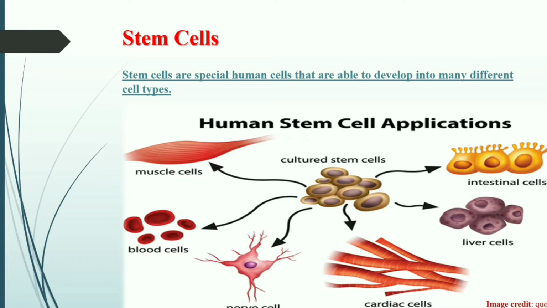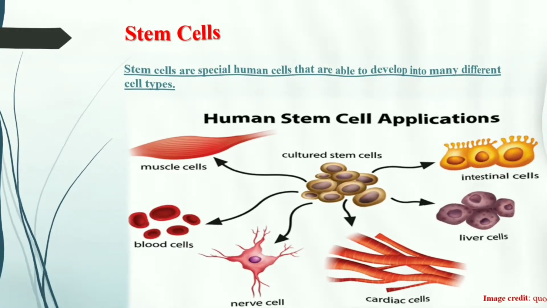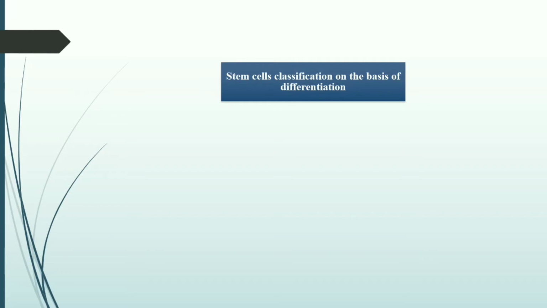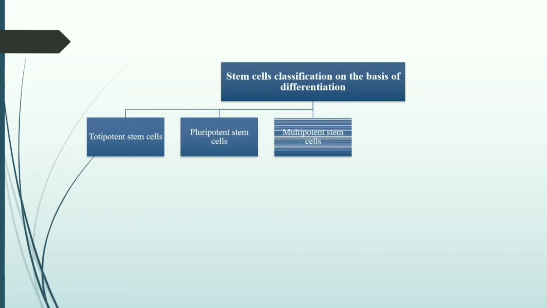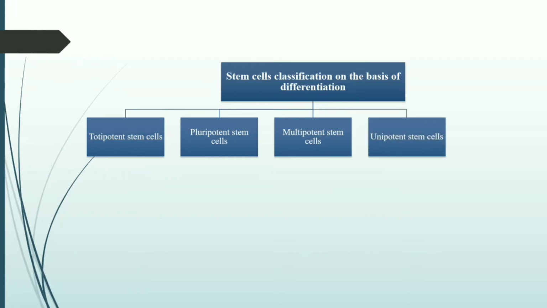Stem cells are basically classified in two ways, that is, on the basis of differentiation and at origin level. So let's first see the classification based on differentiation. Stem cells are classified on the basis of differentiation as totipotent stem cells, pluripotent stem cells, multipotent stem cells, unipotent stem cells, and oligopotent stem cells.